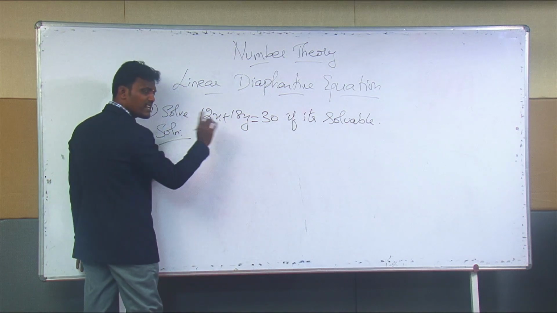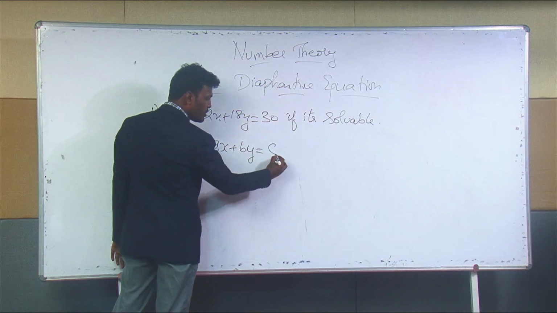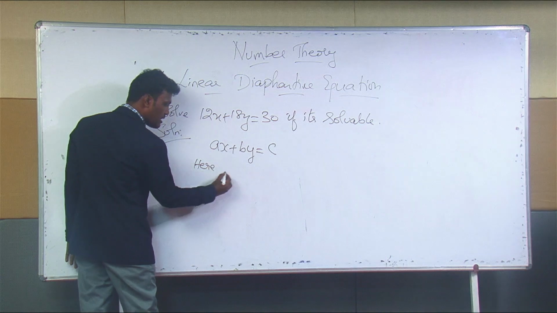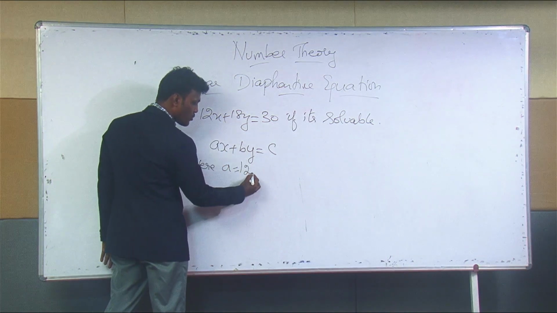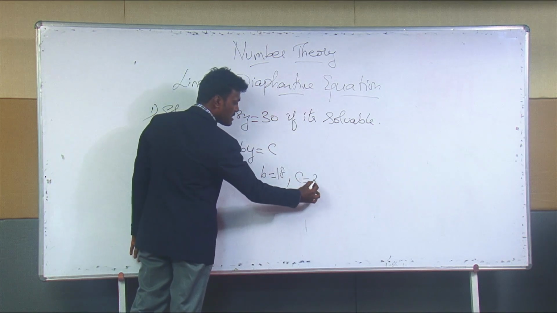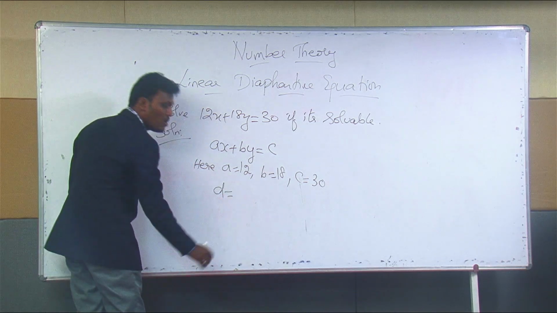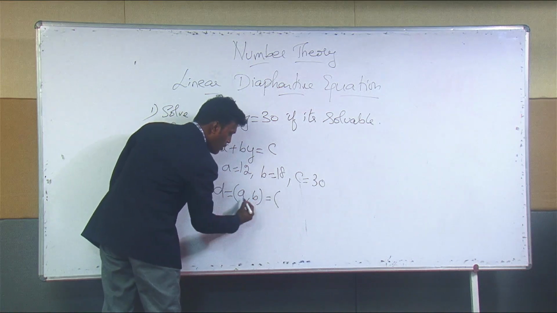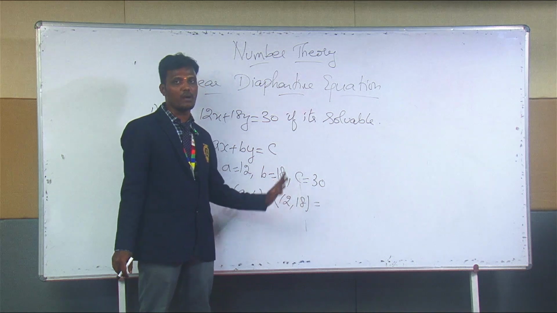The general form of the linear Diophantine equation is ax plus by equal to c. Just compare the equation with the question. Here a, the x coefficient, is 12, and the corresponding y coefficient b is 18, and the constant c is 30. After finding a, b, c, we have to find the value d. What is d? d is nothing but the GCD of a comma b. So a is 12, b is 18. We have to find the GCD of these two numbers. How?